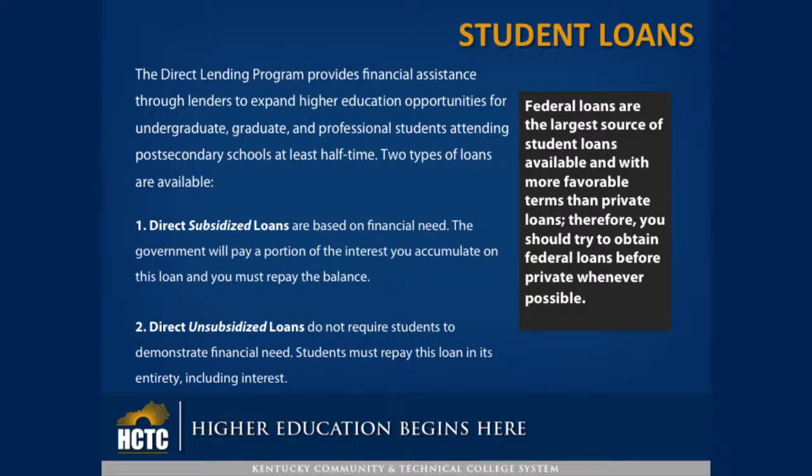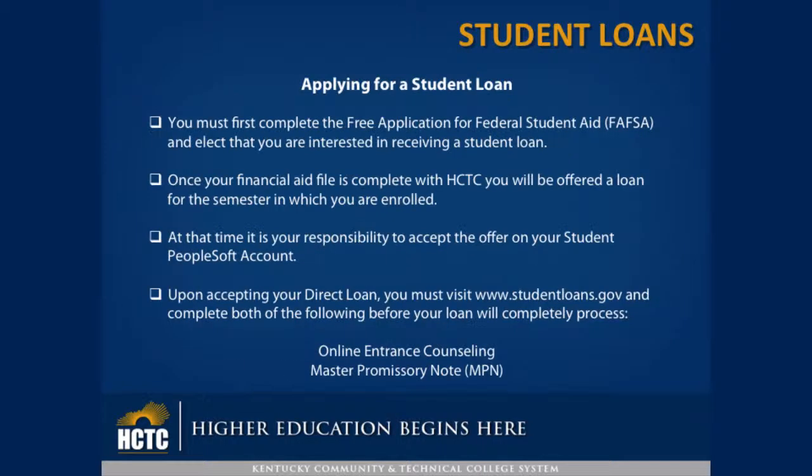Federal loans are the largest source of student loans available, with more favorable terms than private loans. Therefore, you should try to obtain federal loans before private whenever possible. Applying for a student loan. You must first complete the Free Application for Federal Student Aid and elect that you are interested in receiving a student loan. Once your financial aid file is complete with HCTC, you will be offered a loan for the semester in which you are enrolled.